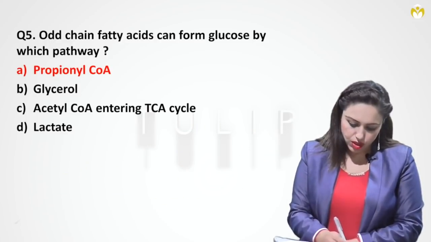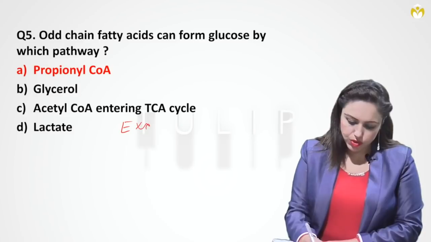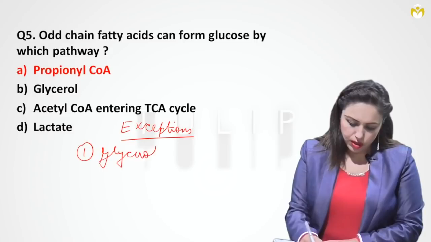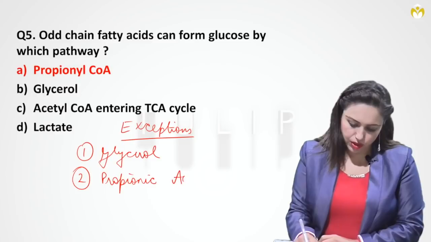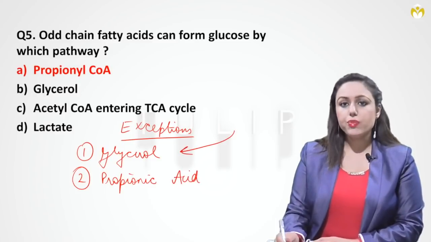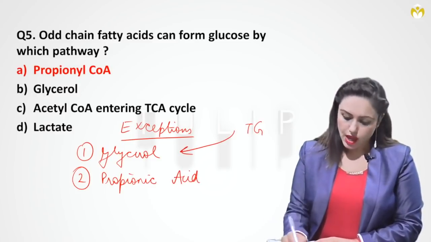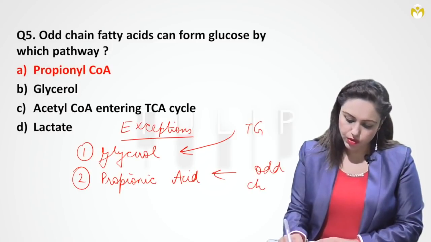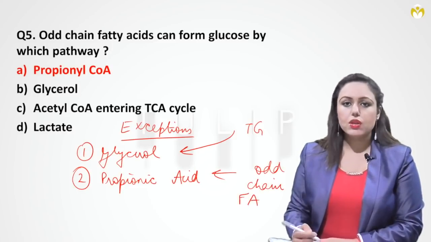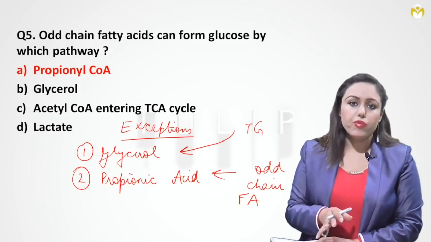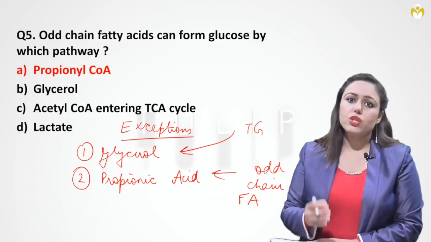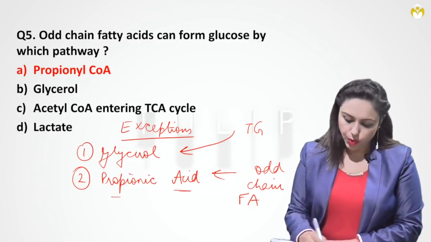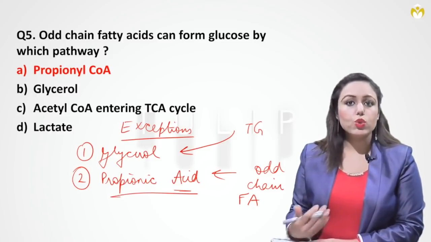This is very important. But now we have two exceptions also to this general rule. Two exceptions are glycerol and propionic acid. See, glycerol is a breakdown product of triglycerides and propionic acid is a breakdown product of odd chain fatty acids. So both these things are coming from fats, right? But they can be converted to glucose, that is carbohydrate. So these are two exceptions, right? So propionic acid or propionyl-CoA is glucogenic, right?